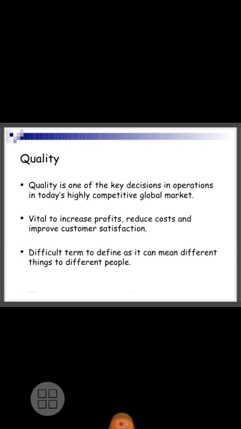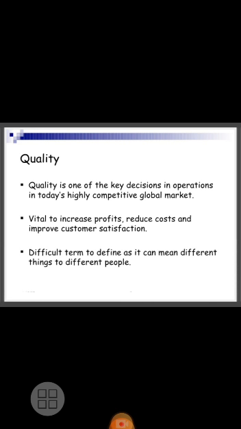Then it is vital to increase profits, reduce cost, and improve customer satisfaction. These are the three main things that producers are looking for. The first one is increasing profits. Without profit, they cannot survive, they cannot run their business. So reducing cost is important for them, and at the same time satisfying customers is also very important. So they try to reduce their cost by using different methods, as we discussed in the previous chapter, when we used lean production to reduce our cost and to improve our efficiency.